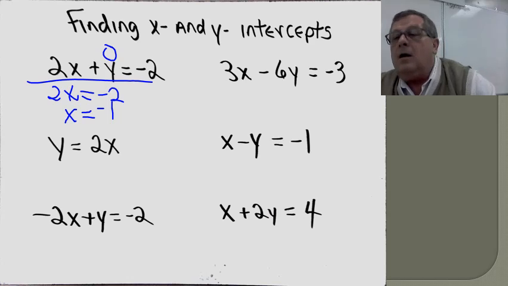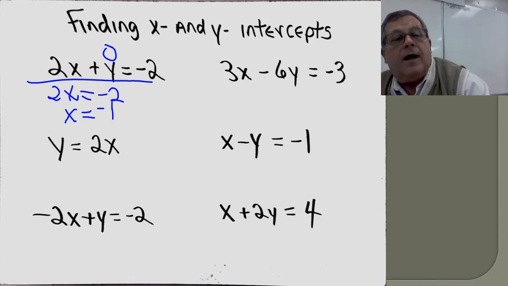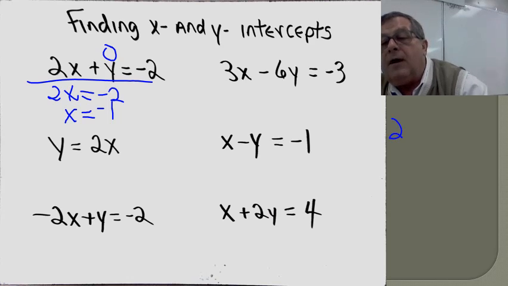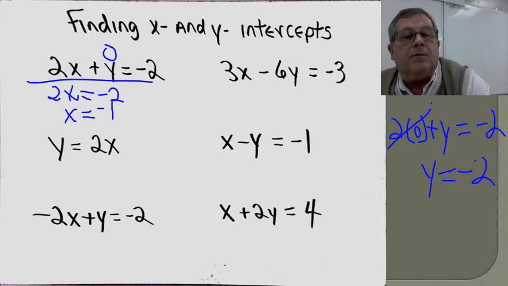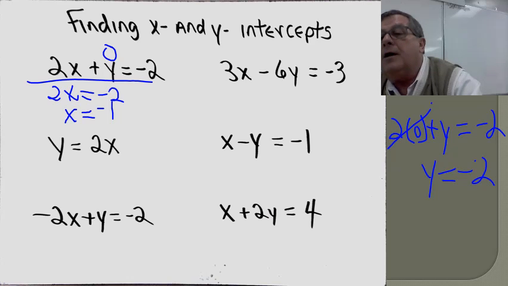Okay? All right, now, what if I want to find the y-intercept? Well, let's just set x equal to 0. I would have 2 times 0 plus y equals minus 2. Well, 2 times 0 is just 0, and I'm left with y is equal to minus 2. So the x-intercept would be minus 1, and the y-intercept would be minus 2 for this equation right here.